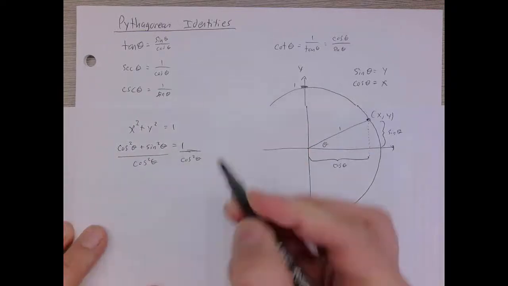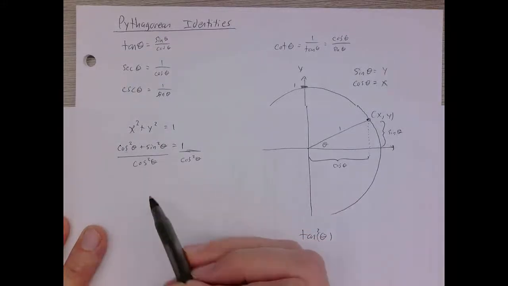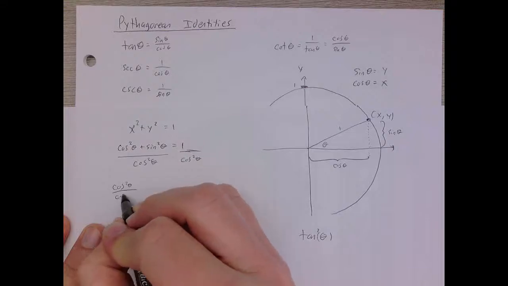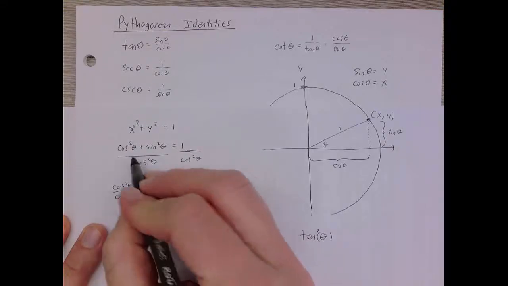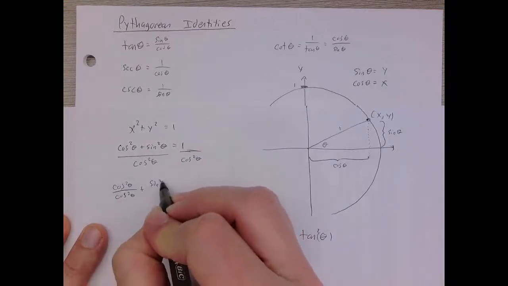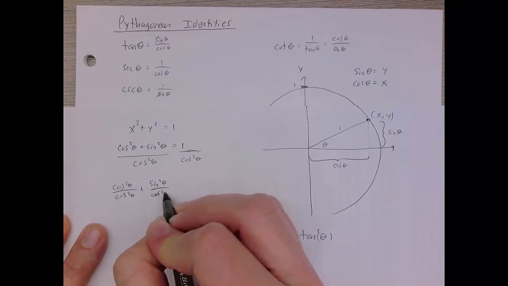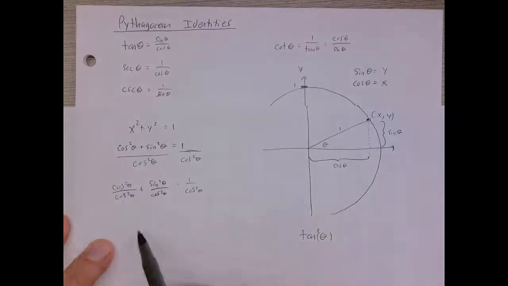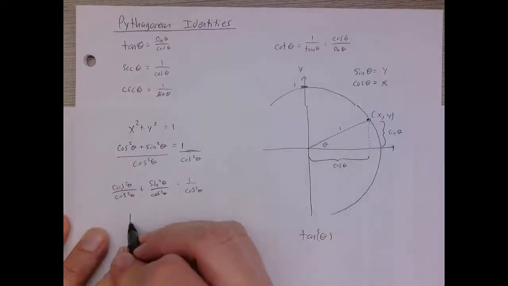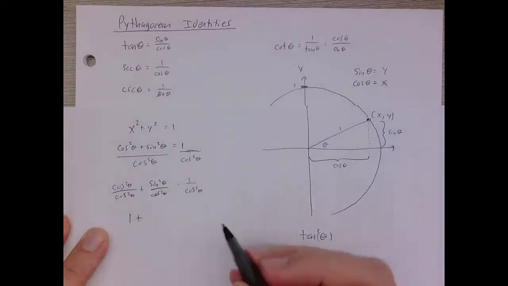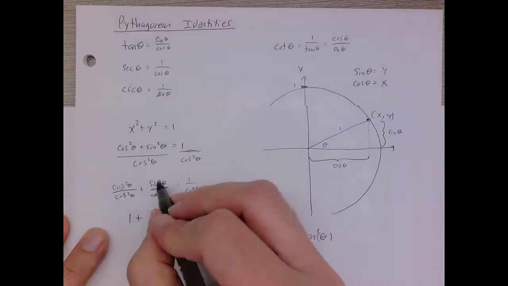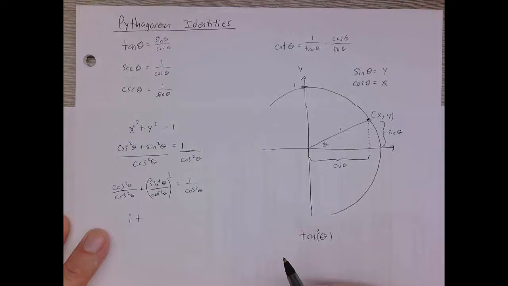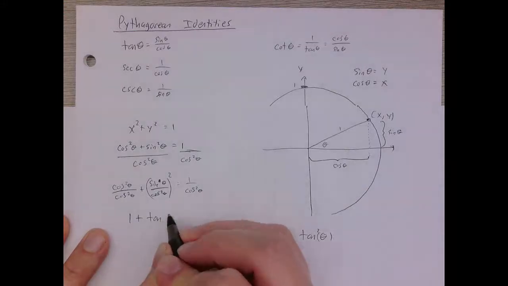If I divide both sides by cosine squared, let's split this out into two separate parts. So I've got cosine squared over cosine squared plus sine squared over cosine squared, and then this is 1 over cosine squared. So what do we have? Cosine squared over itself is 1. Sine squared over cosine squared is the same thing as if I had sine over cosine and I squared the whole thing like that. So that's just tangent squared.